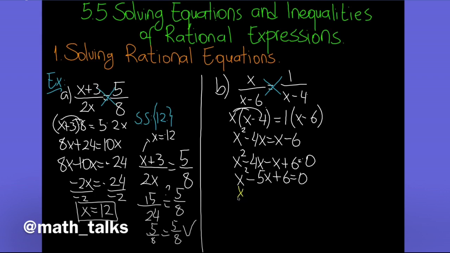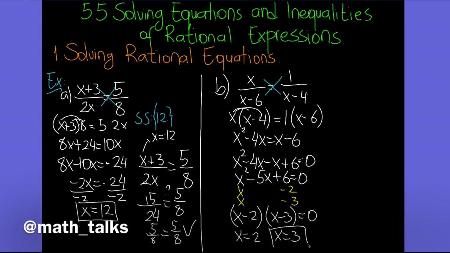When you factorize, x and x, negative 2 and negative 3. So your factors will be (x minus 2)(x minus 3) equals 0. When you set each factor equal to 0, you get x equals positive 2 and x equals positive 3. Now we will check if it is satisfied when I substitute for x. Let's check the first one, when x equals 2.